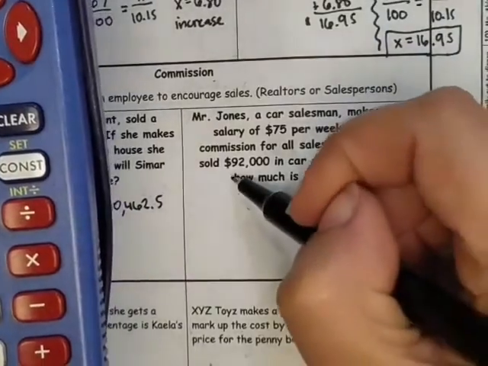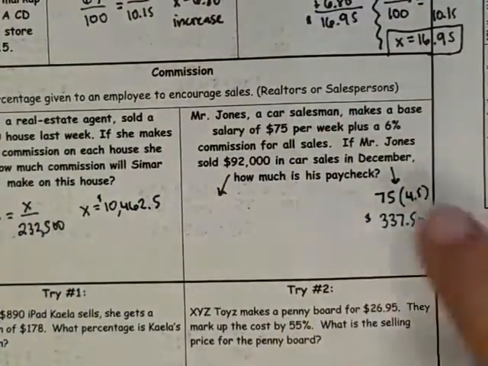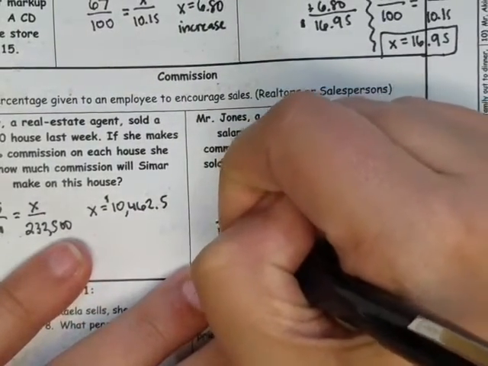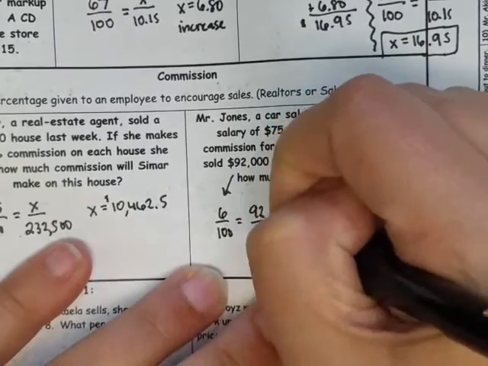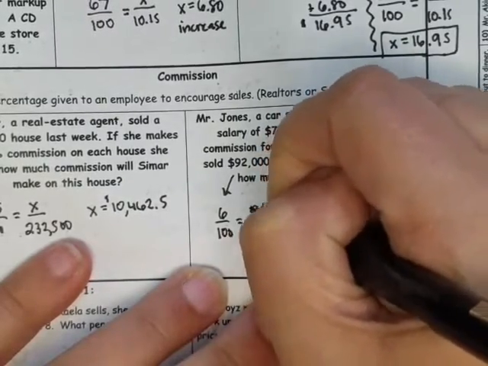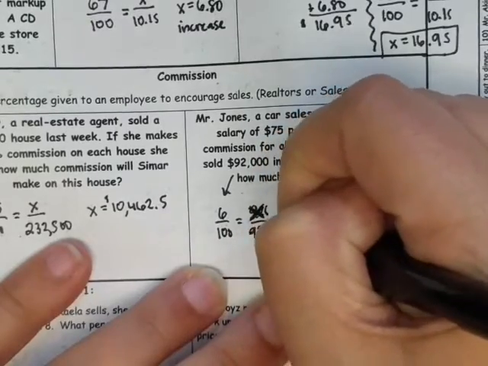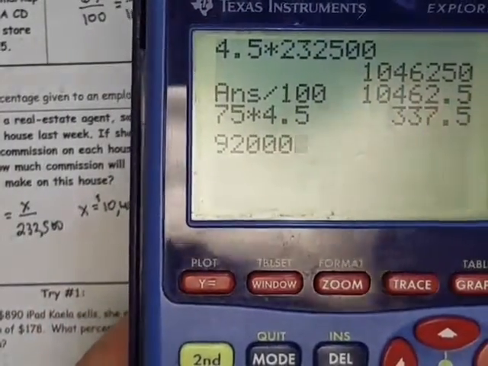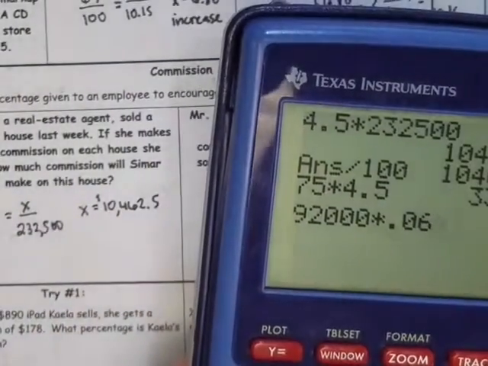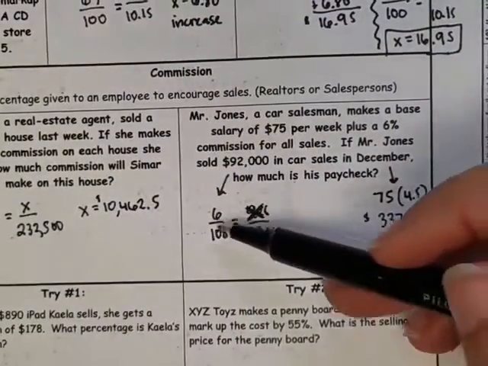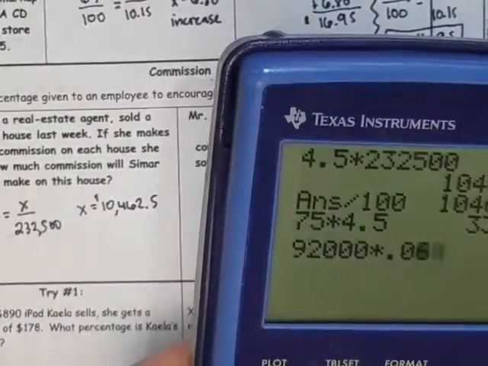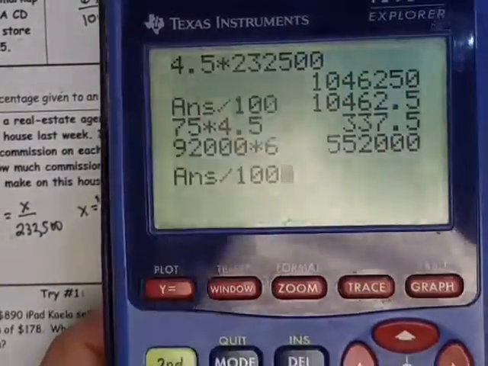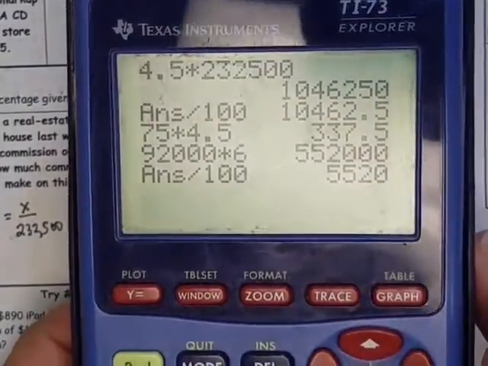But then we have to find out how much he's going to make in his sales. So he makes 6% of what he sells. So we're going to do 6% of the $92,000. So 92,000 times 0.06. Well, that's how I kind of do it, just because I go ahead and divide by 100. But here, I'll do it what I've been showing you guys. Times 6 and then divide by 100. So $5,520.